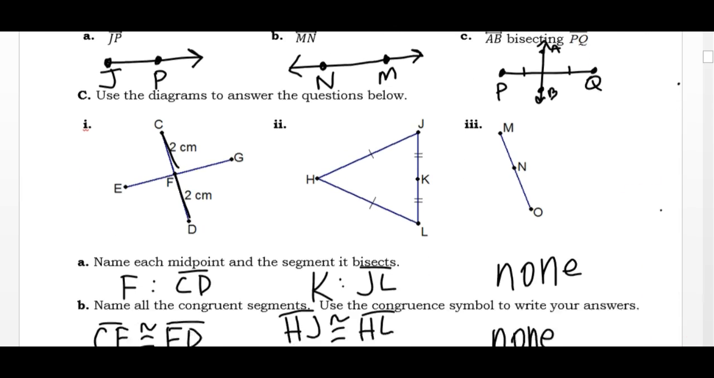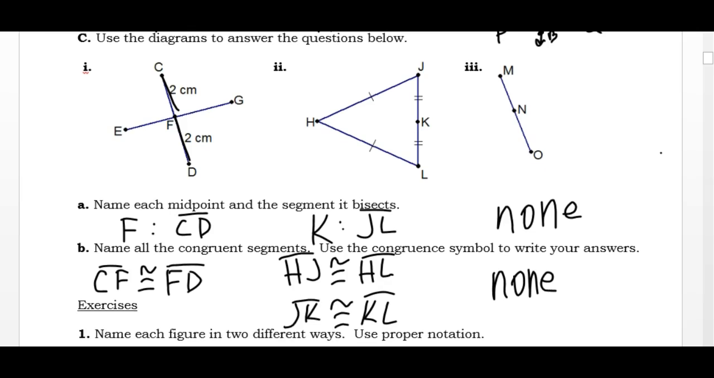My final example talks about midpoints and congruence. It says use the diagrams to answer the questions below. The first question is name each midpoint and the segment it bisects. So when I'm looking at this figure right here, I have point F right in the middle of segment CD. I know that it's right in the middle because this is marked that it's 2 centimeters and 2 centimeters.